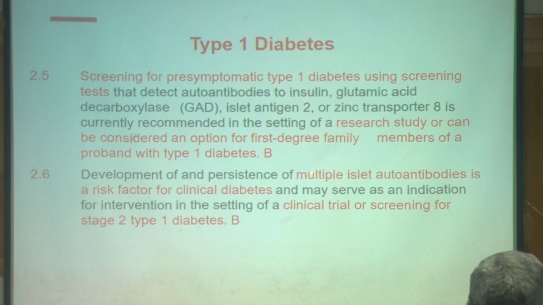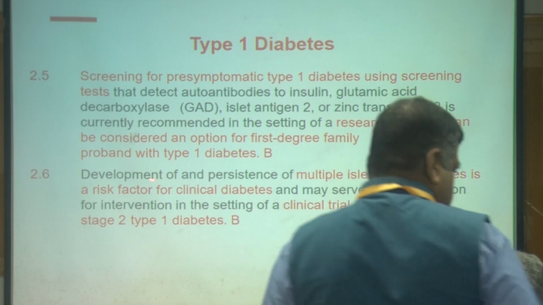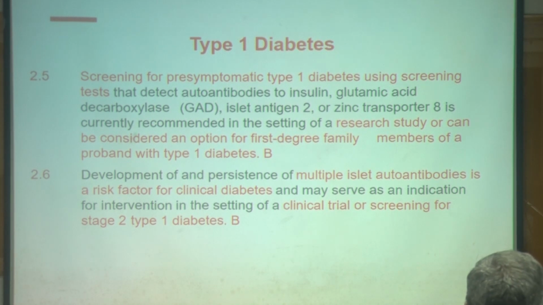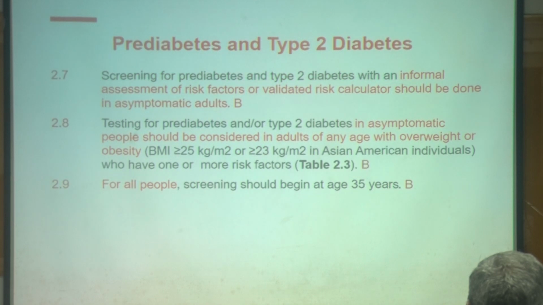And multiple islet antibodies is a risk factor for clinical diabetes, that is for persons who are having type 1 diabetes. If they want to know what is the chance of other siblings or other relatives getting diabetes, then you can go for this test.